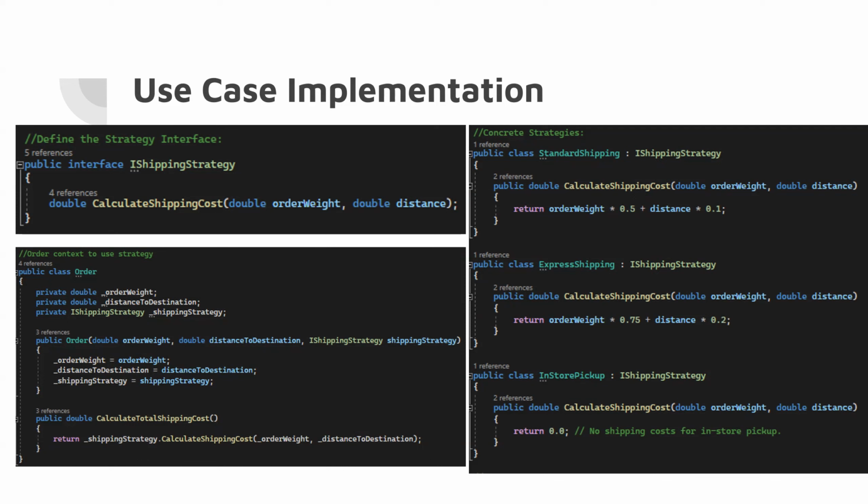On the bottom left, we have our context, which uses a strategy. It's a class Order with a constructor, which takes the parameters order weight, distance, and also a shipping strategy. And then we have our final method to calculate total shipping cost, which is just to return the shipping strategy and then calculating the shipping cost, which is implemented within the concrete strategies.